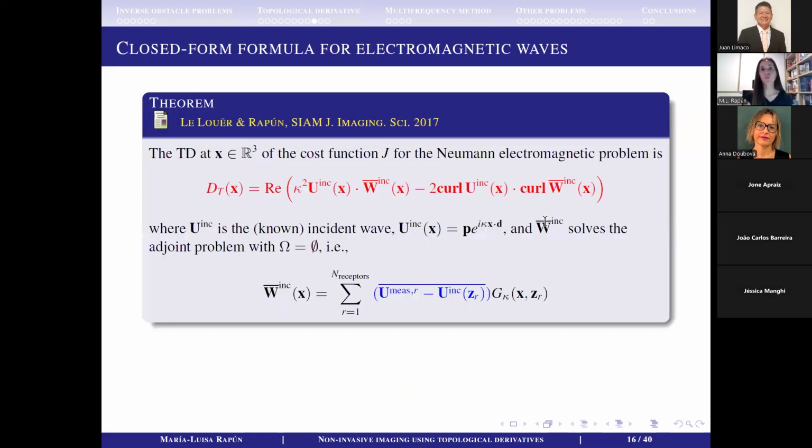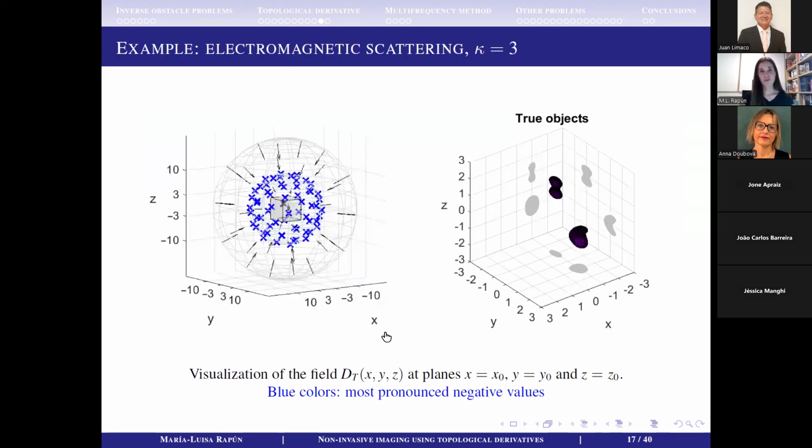Okay, in the case of electromagnetic waves, you can also derive a closed form formula, which is very, very simple to implement. In this case, it contains two different functions. This function u_inf, which is the known incident field, in this case is given by this function here, and the solution to the adjoint problem is also known in closed form and is given by the Green function for the Maxwell system. Okay, so let me show you how the method also works in this electromagnetic scattering problem.